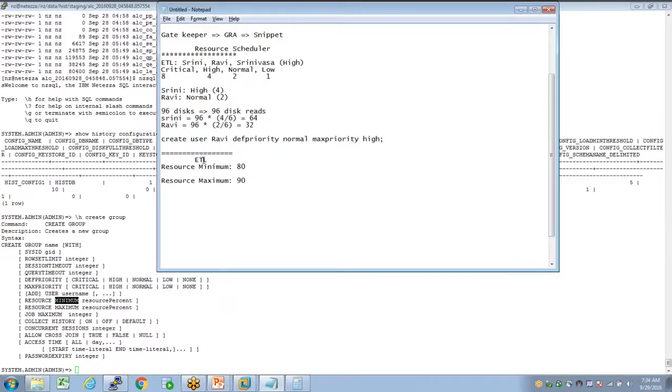Whoever comes from this group, who are the users from this group? Srini, Ravi, Srinivasa. These guys will get 80% of the entire system. If at the same time there is something from OBIE coming, let's say Tammy is part of it, Mike is part of it, they get only the remaining resources. Please note that this 80% has to be shared by these three guys. How do they share? Based upon the priority of users. We'll talk about it. Let me not confuse you.